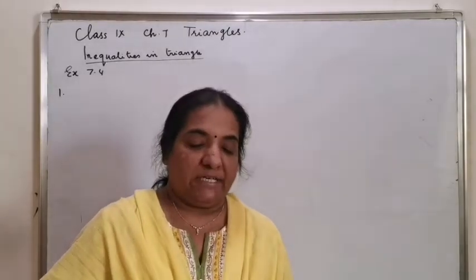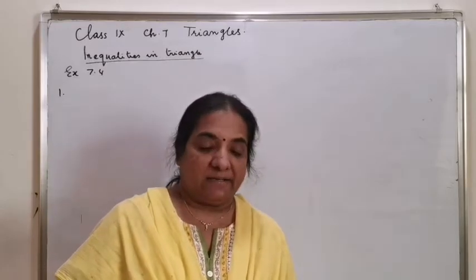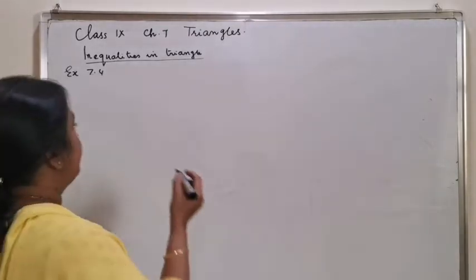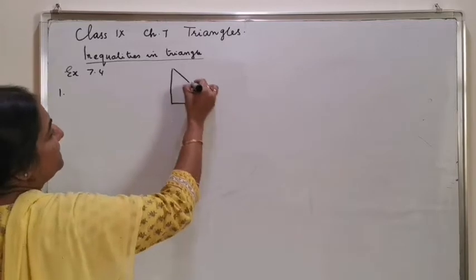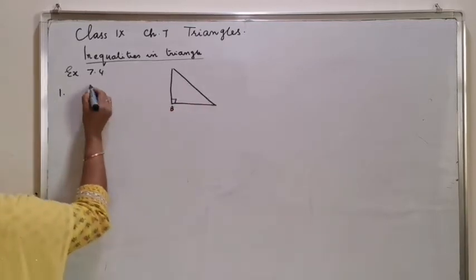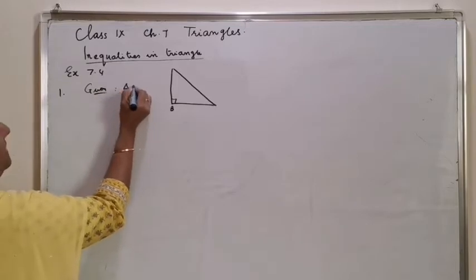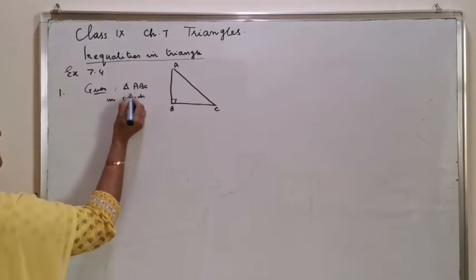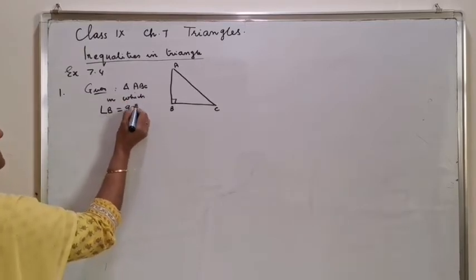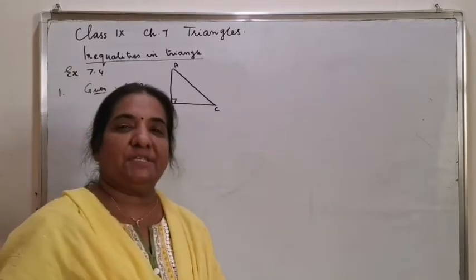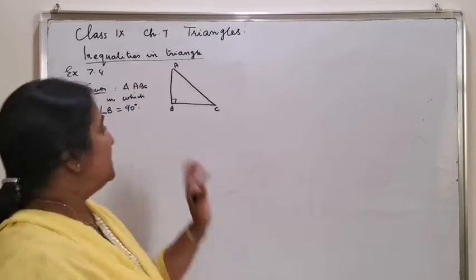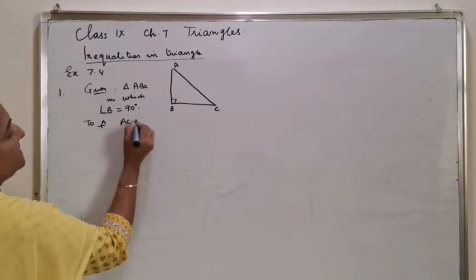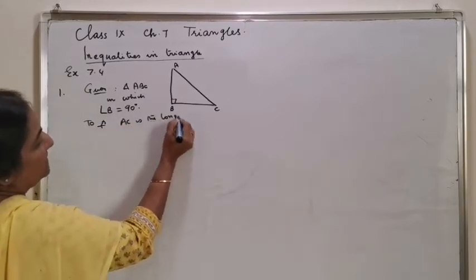Exercise 7.4, question number 1. Show that in a right-angled triangle, the hypotenuse is the longest side. Given a right-angled triangle ABC, right-angled at B, in which angle B is equal to 90 degrees. The general definition of a hypotenuse is the side opposite to the right angle. Which is the side opposite to the right angle? That is AC. So what is to prove is AC is the longest.